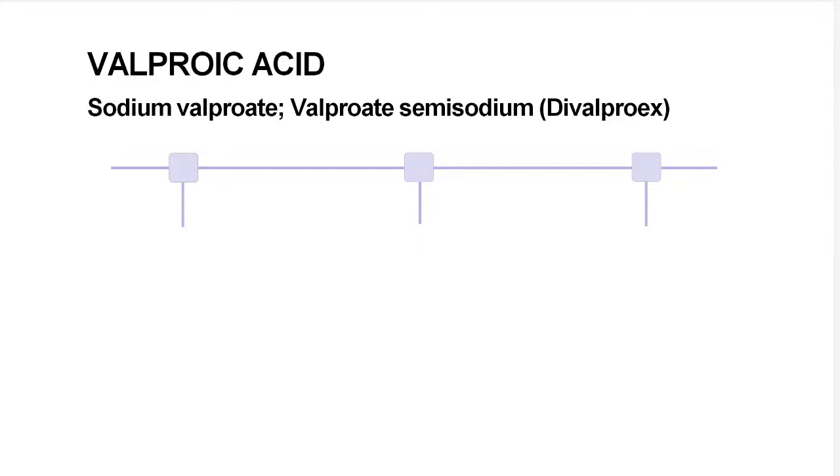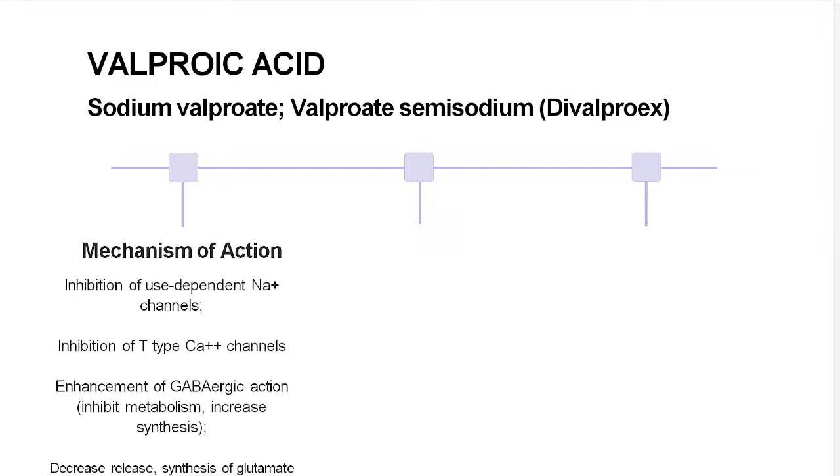What are its mechanisms of action? Everything. Inhibits use-dependent sodium channels, inhibits T-type calcium channels, enhances the action of GABA by inhibiting its metabolism as well as increasing the synthesis, also decreases the release and synthesis of the excitatory neurotransmitter, which is glutamate. So all four important mechanisms are there with valproic acid.